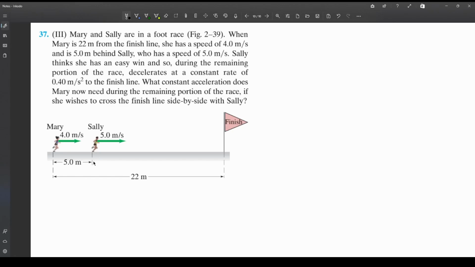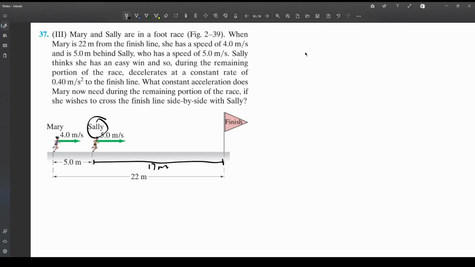Something to note is from here all the way down to here is 17 meters. And this is going to be important because this is how much distance is left for Sally. So let's put this together now.